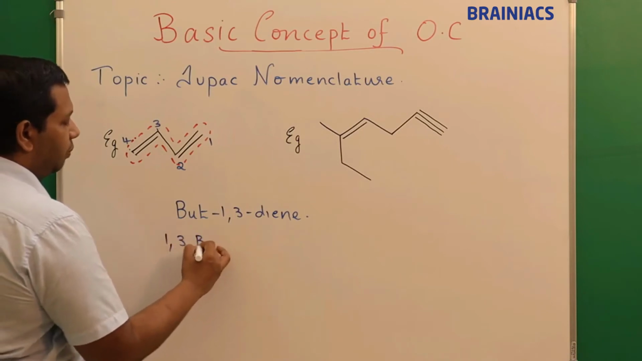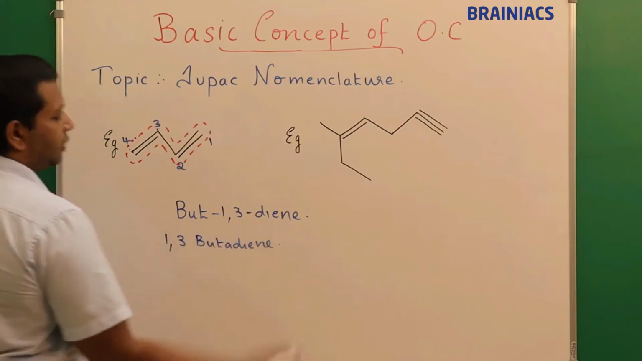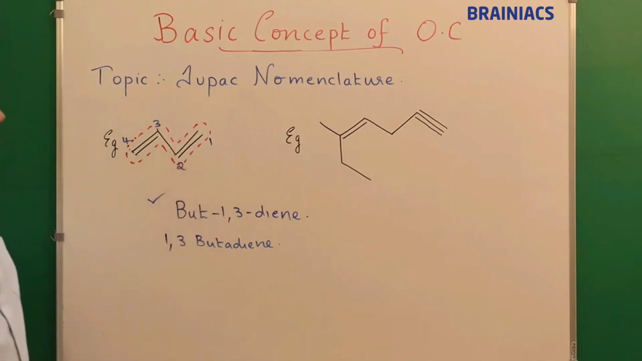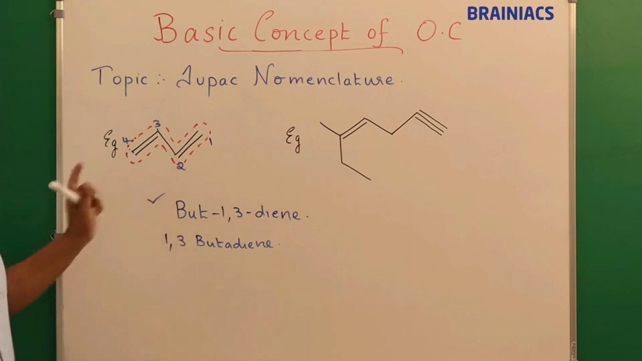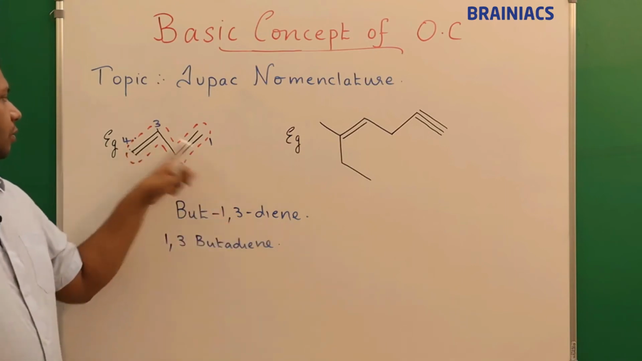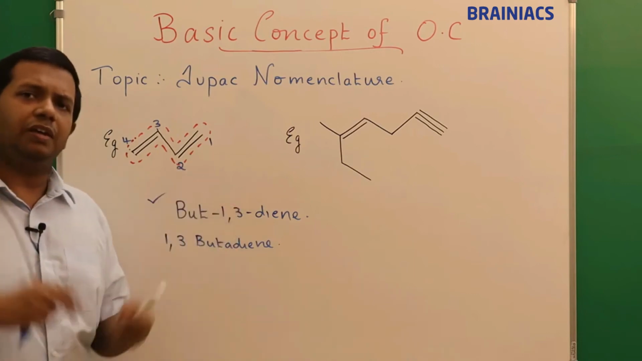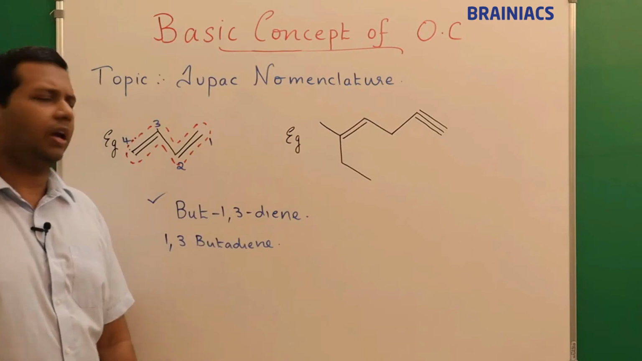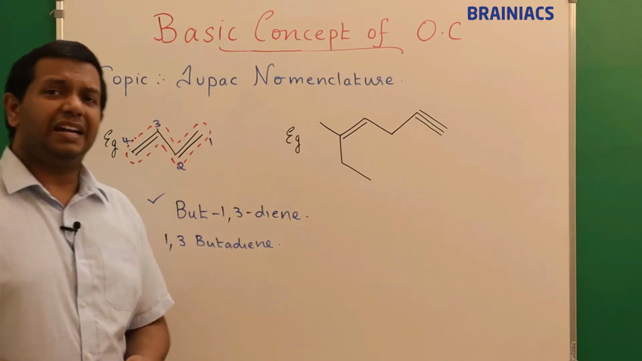So some people say but-1,3-diene, or there are other people who say 1,3-butadiene. This is another way of telling. Both are correct, but this is the more accepted one. This is also accepted these days. Okay. So I hope you understood how di is coming, because both are similar double bonds. If both are similar methyl groups, then also we will use di. If 3 are similar, tri. If 4 are similar, tetra. Like that it will come.